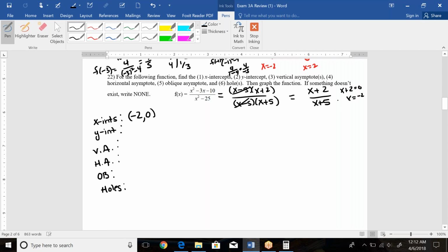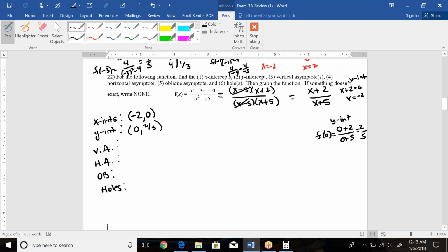To find the y-intercept, you have to plug in 0 for all the x's. And again, I would plug it into the shortest reduced form. So 0 plus 2 over 0 plus 5. So we're doing f of 0. So that's just 2/5. So 0, comma 2/5.